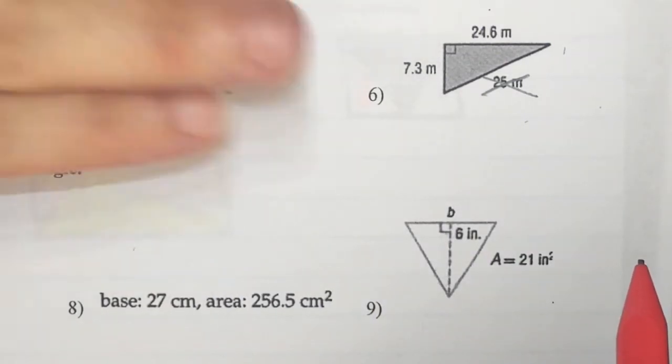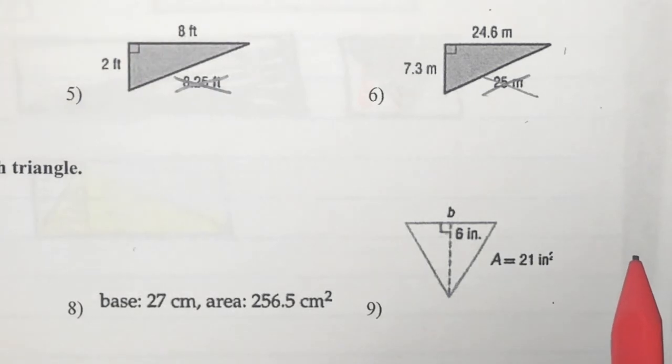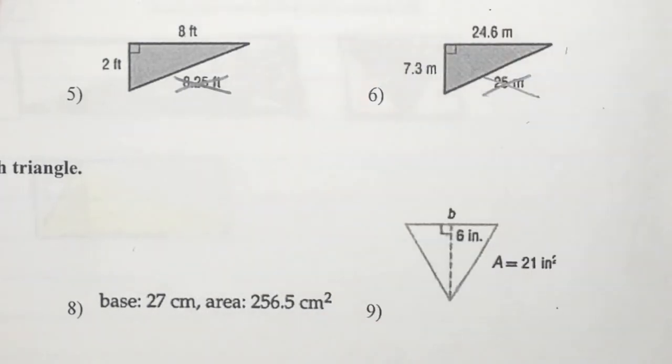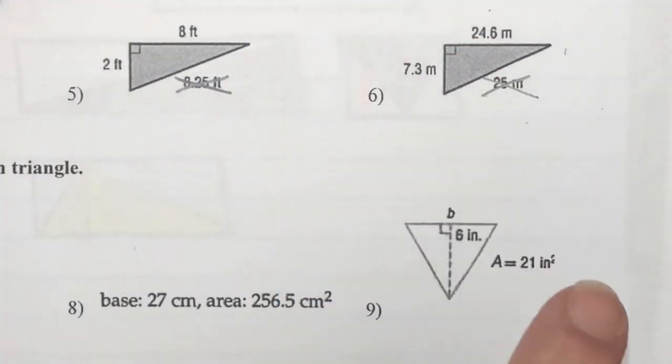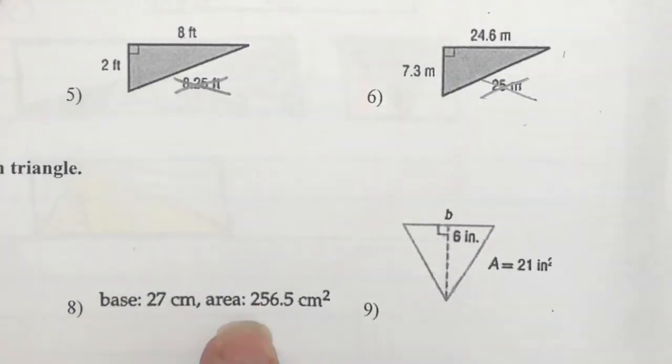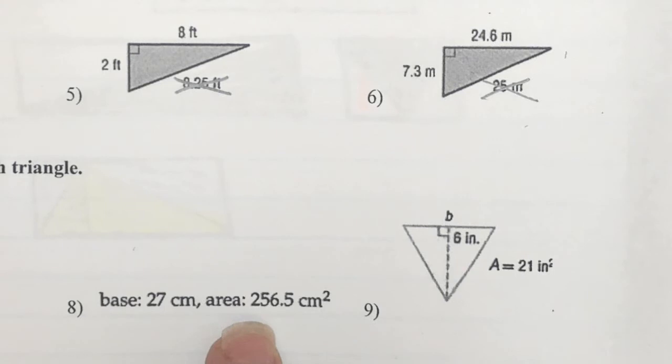Now, I'm actually going to go on just for time's sake. I want to show you number 7 and 8. Base times height divided by 2 on those. Well, that one is kind of like these. I want to show you one of these missing dimensions on these because they're a 2-step.